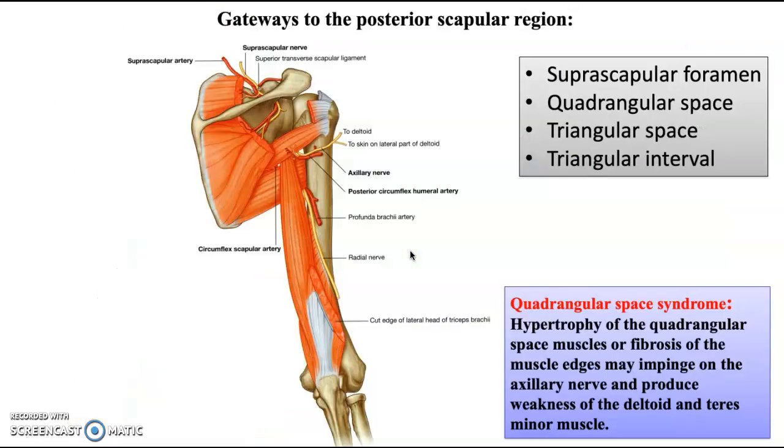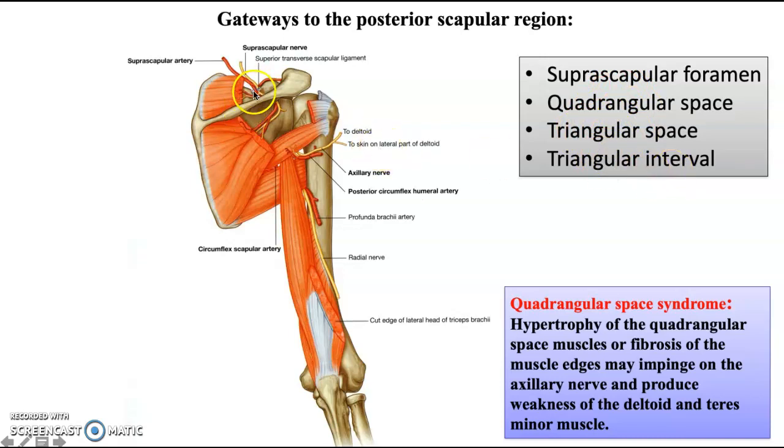Now, the shoulder area contains a lot of muscles. So these muscles need blood supply and nerve supply. Those nerves and blood vessels come either from the neck area or from the axilla. Okay, so there need to be some gateways for those neurovascular structures to enter the posterior scapular region. There are 4 such areas: the suprascapular foramen, quadrangular space, the triangular space, and triangular interval.